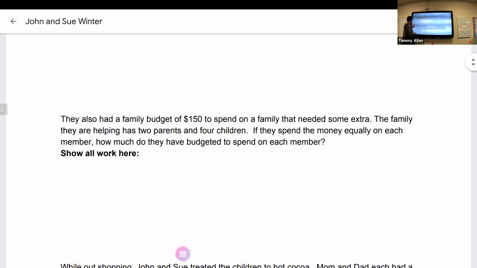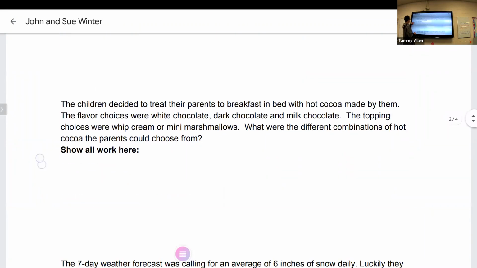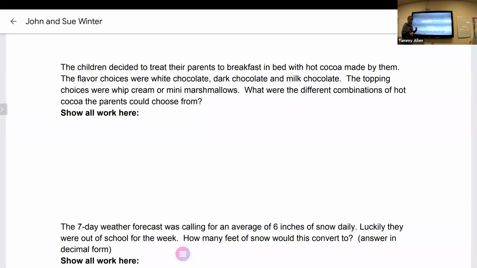So let's go down to this one, which I believe is the 5th one. The 5th one. Okay. The children decided to treat their parents to breakfast in bed with hot cocoa made by them. Their flavor choices were white chocolate, dark chocolate, and milk chocolate. By the way, if there's dark chocolate, I'm not sure why we involved it. The toppings were whipped cream or mini marshmallows. What were the different combinations of hot cocoa the parents could choose from?